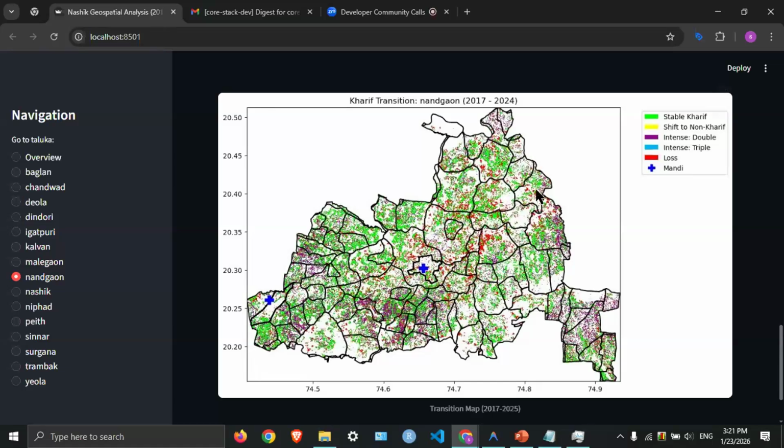Now let's assume that single kharif crop is represented by the value of 9. So over a period of time since 2017 to 2024, we can see that most of the north or northwestern side villages from the Nandgaon Tahsil didn't change their farming pattern across this period, right? So hence, to measure this, I plotted a transition map for that.